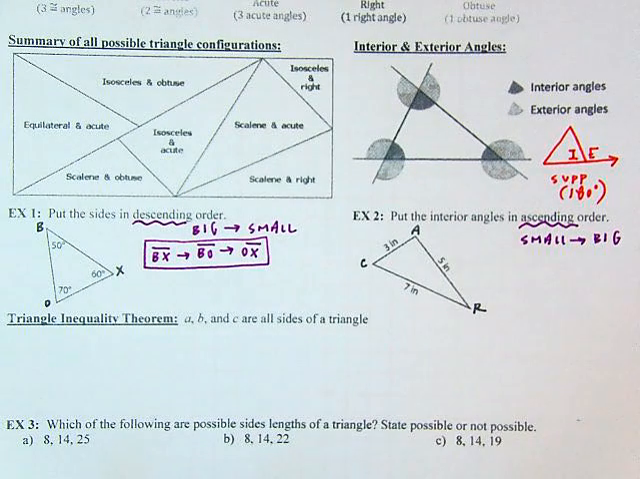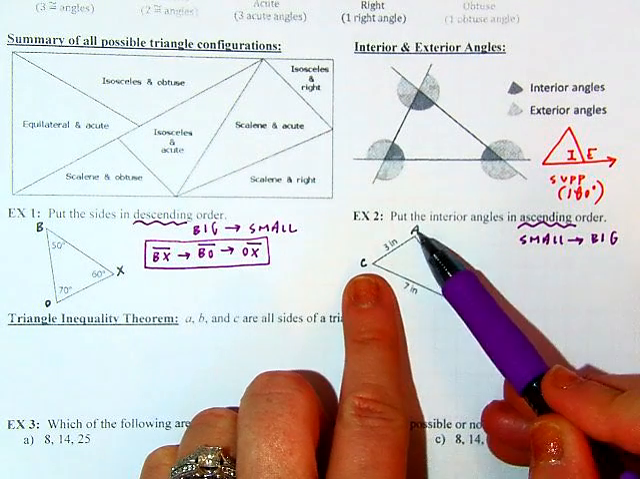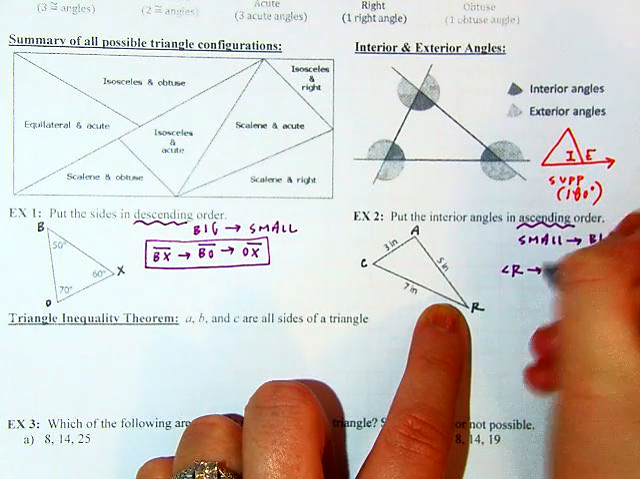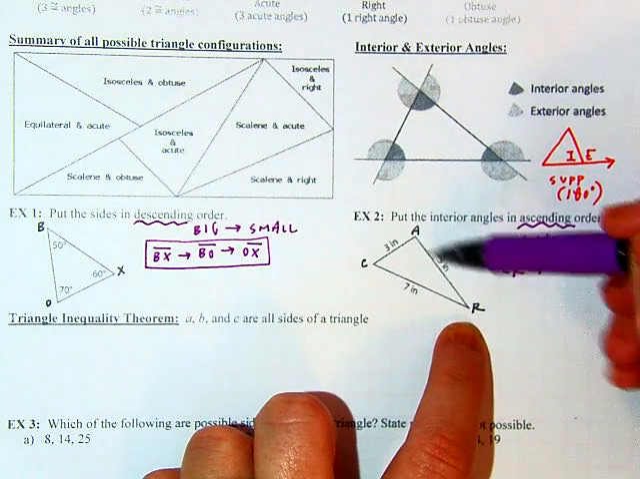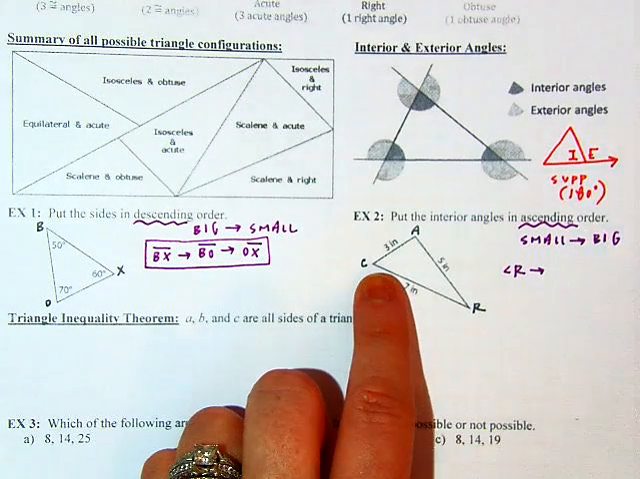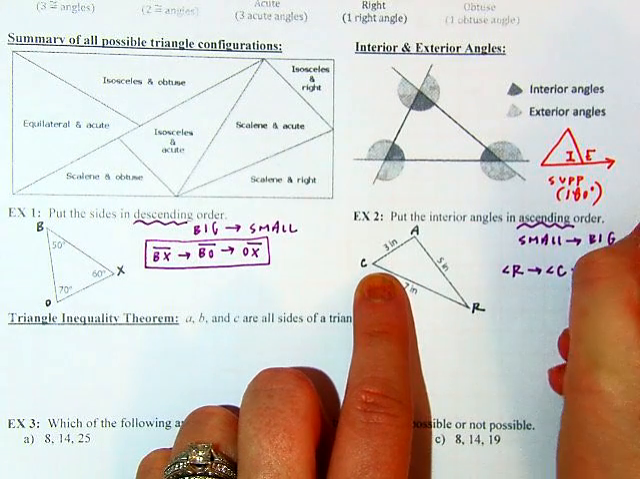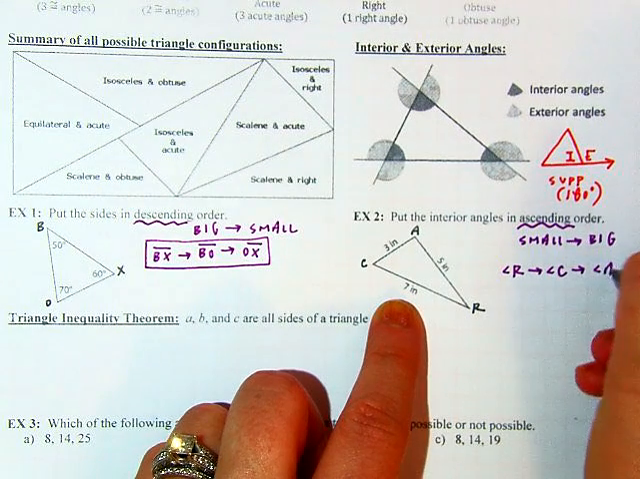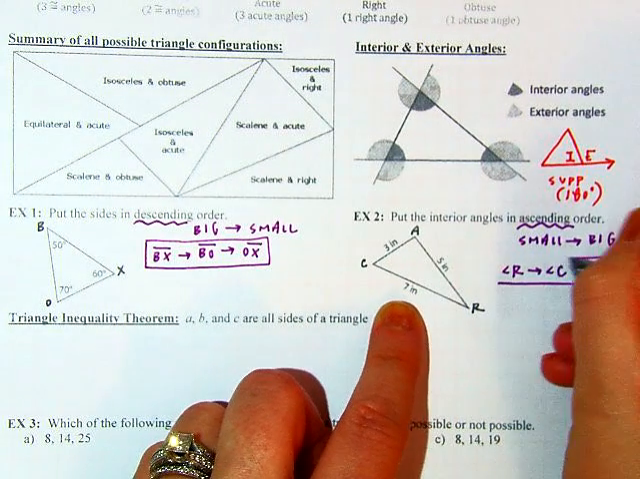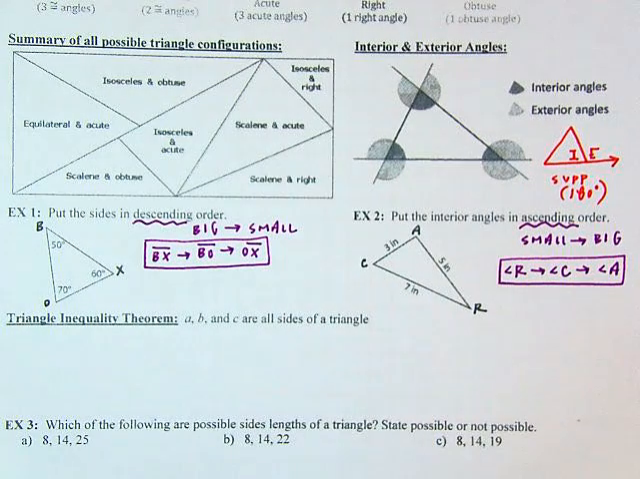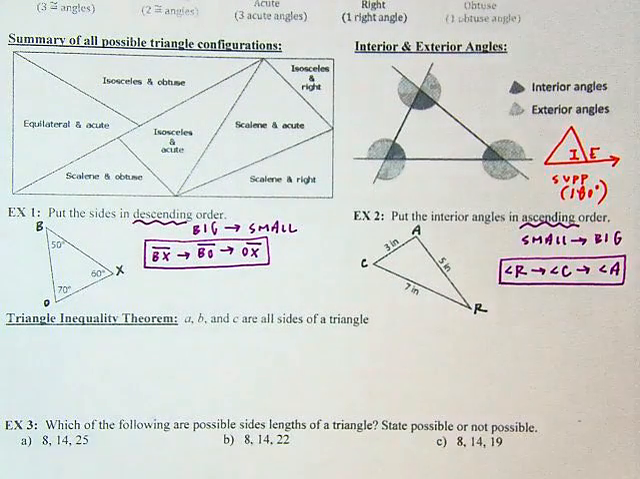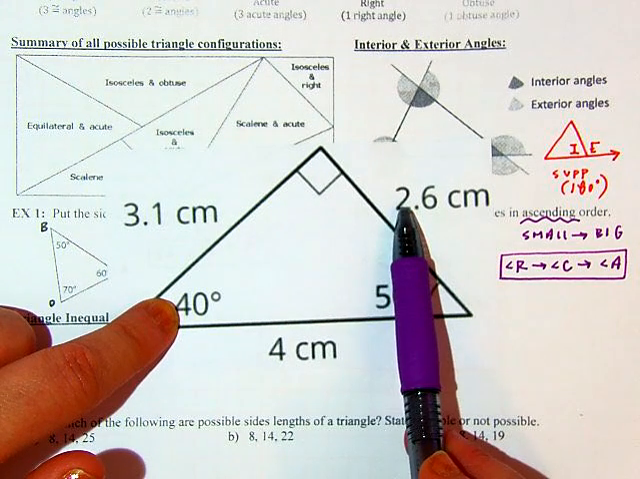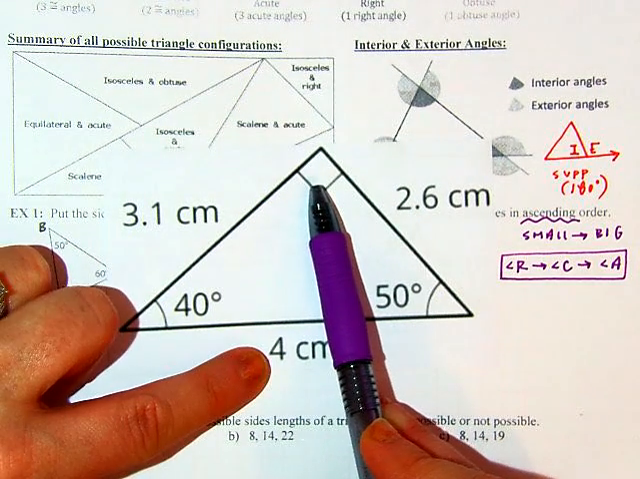So I'm looking at, well, what's my smallest side right here? So it's opposite right here, my smallest angle, angle R. Okay, where's my middle side? Right here, 5. So it's opposite this angle C. And then my largest side here, opposite my largest angle, angle A. So again, if I just go back to that original thing that I said, right here is my smallest angle, it's opposite my smallest side. Here's my largest angle, it's opposite my largest side.